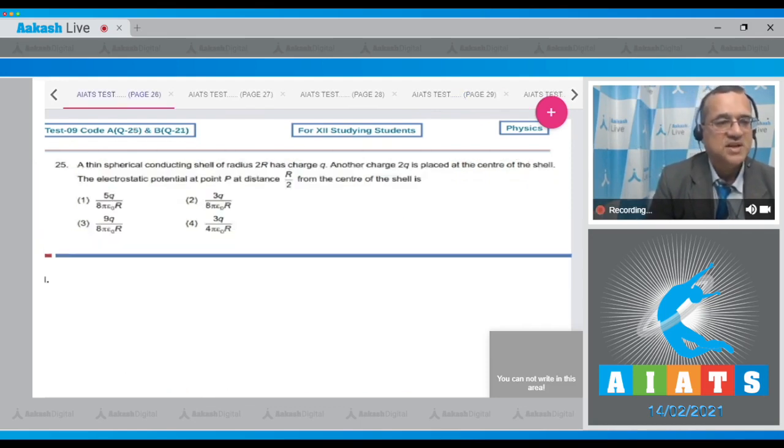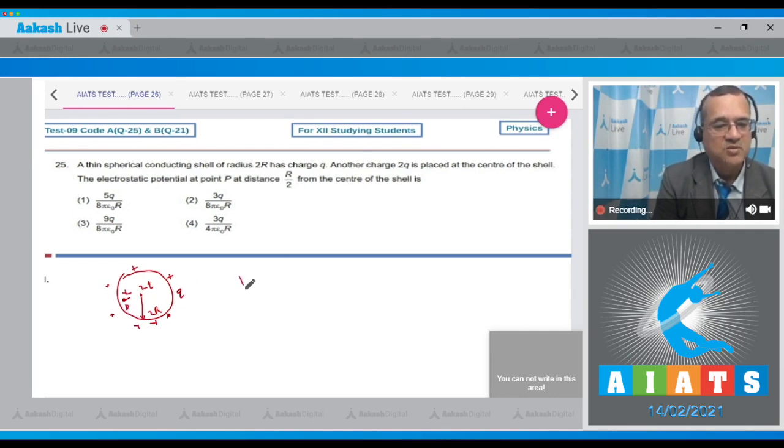Question number 25 says a thin spherical conducting shell of radius 2R has charge q. Another charge 2q is placed at the center of the shell. The electrostatic potential at a point at distance R by 2 from the center of the shell. Let's see, given this a big shell with the radius of 2R, and it's given the charge of q, and it says at the center of this another charge of 2q is placed here, and you have to find the potential at point P, which is at distance x equal to R by 2.